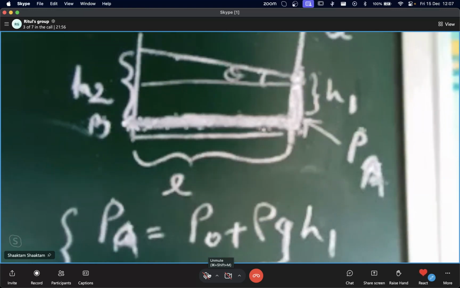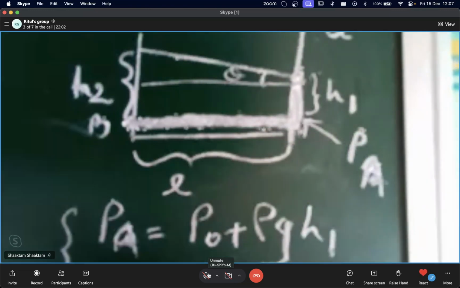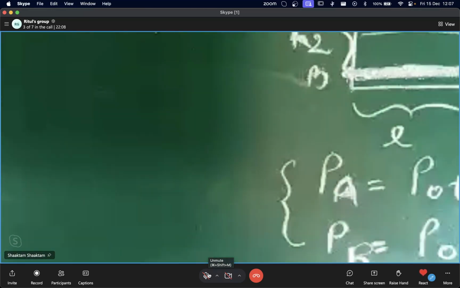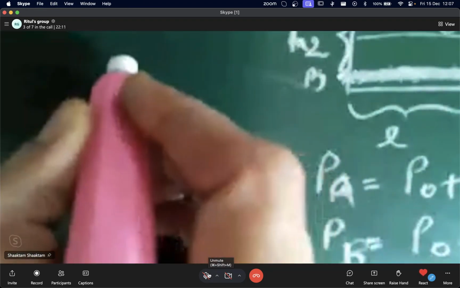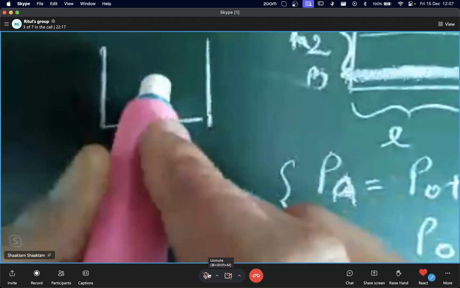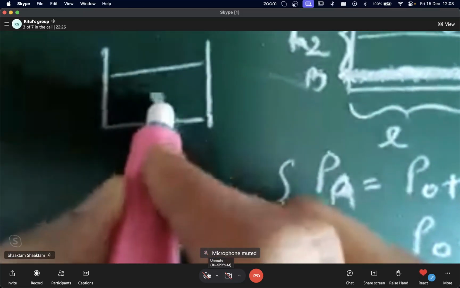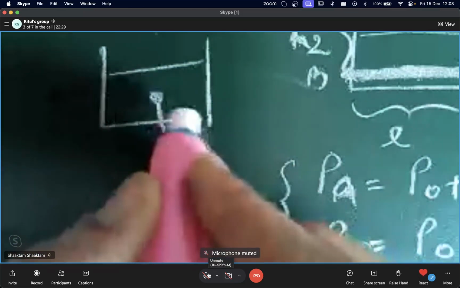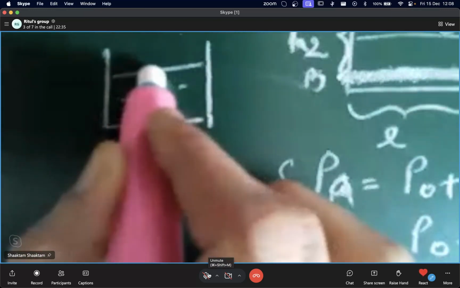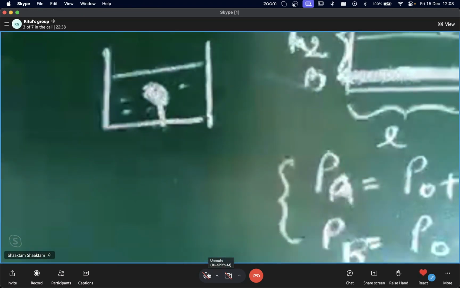The question is to read and write down. A cork attached to a string is kept beneath the surface of a fluid, as shown. So this is the fluid that I'm referring to. This is the cork, and this is the string to which it is attached.